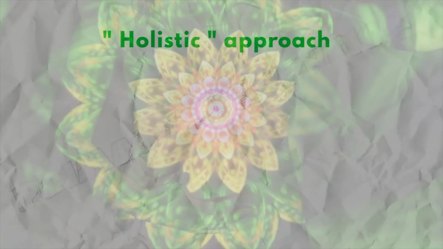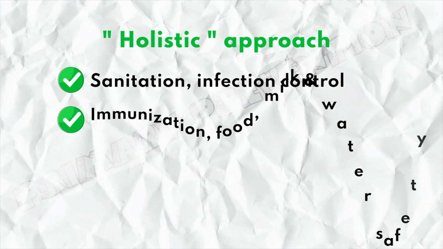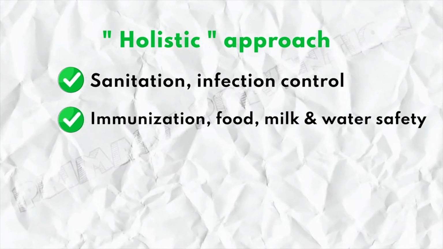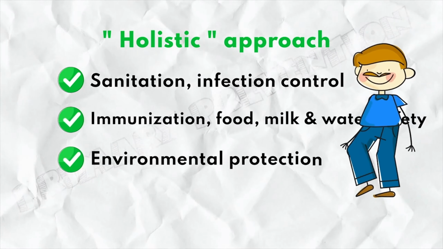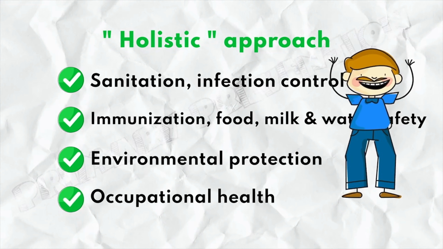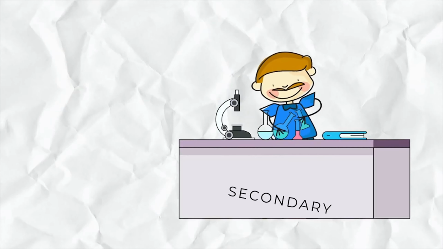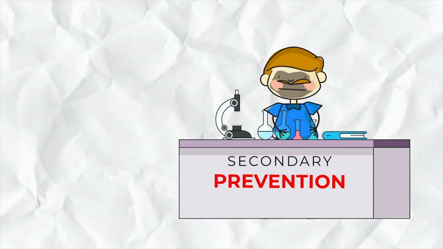To summarize, primary prevention is a holistic approach. Activities and health measures such as sanitation, infection control, immunization, food, milk and water safety, environmental protection and occupational health are all basic primary prevention measures. The most interesting thing about primary prevention is that it is available at low cost and is safe to use. Now let us talk about secondary prevention.